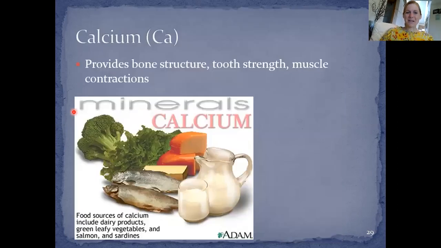Calcium's our next mineral that we'll be talking about. Calcium is important for bone structure, tooth strength, and also muscle contractions. I think the dairy industry does a really nice job of pushing the importance of consuming dairy as it relates to getting enough calcium. However, you can also get calcium in other ways. Those dark leafy greens made the cut. Sardines, I don't know if anyone ever actually eats those. Salmon, maybe you eat occasionally. But those are some other options for getting calcium.